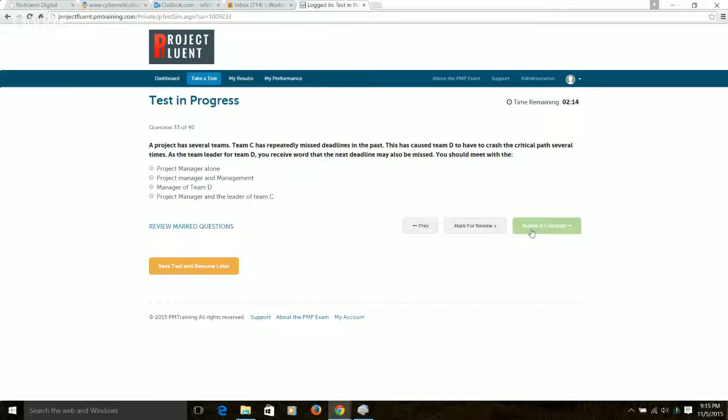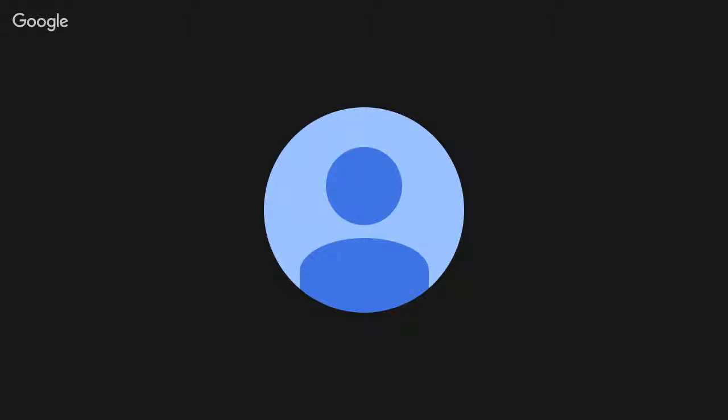Let me read it again. A project has several teams. Team C has repeatedly missed deadlines in the past. This has caused Team D to have to crash the critical path several times. As the team leader for Team D, you receive word that the next deadline is also going to be missed. You should meet with the project manager alone, project manager and management, manager of Team D, project manager and the leader of Team C. Why would you meet with the manager of Team D when you're Team D?